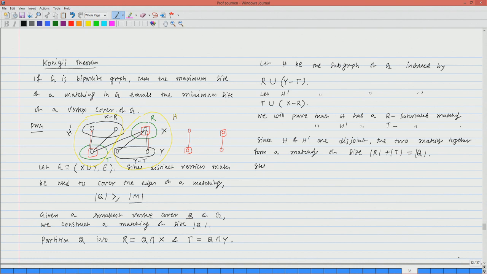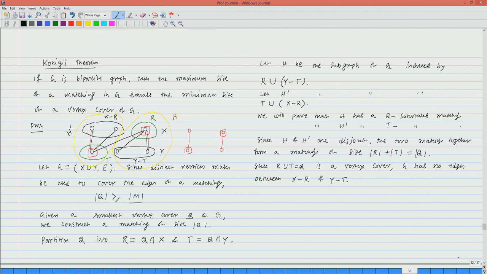So, since R union T, which is equal to Q, is a vertex cover, G has no edges between X minus R and Y minus T. This is just an observation.